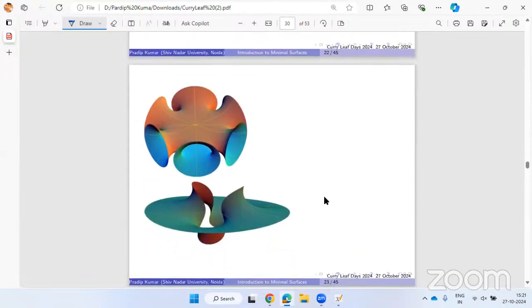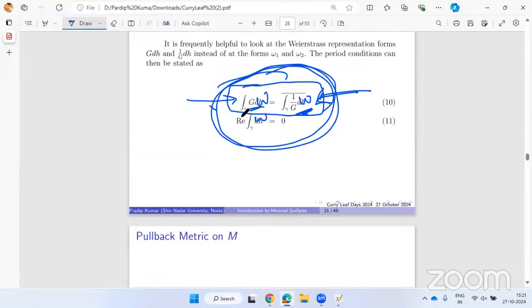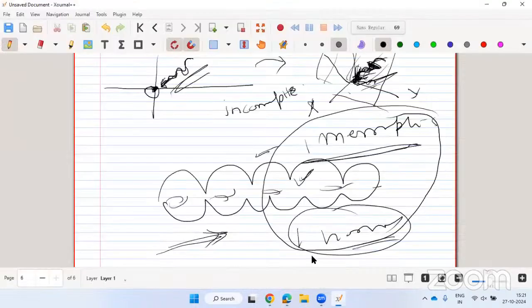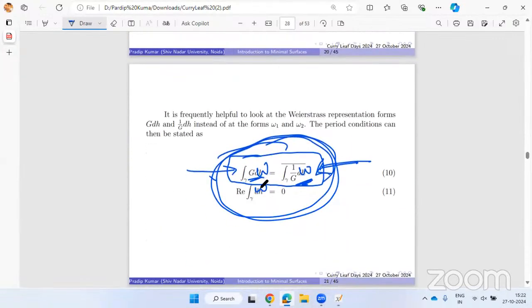What people are really interested in is G and omega such that the integration of G omega equals the integration of 1 by G omega bar, for every homology basis, for every gamma. Gamma is what? All the homology basis. What does that mean? Let me explain a little bit. You take all the curves. To make the integration well defined, the integration over every closed curve should be 0. That is what this condition is. Gamma is all the closed curves.